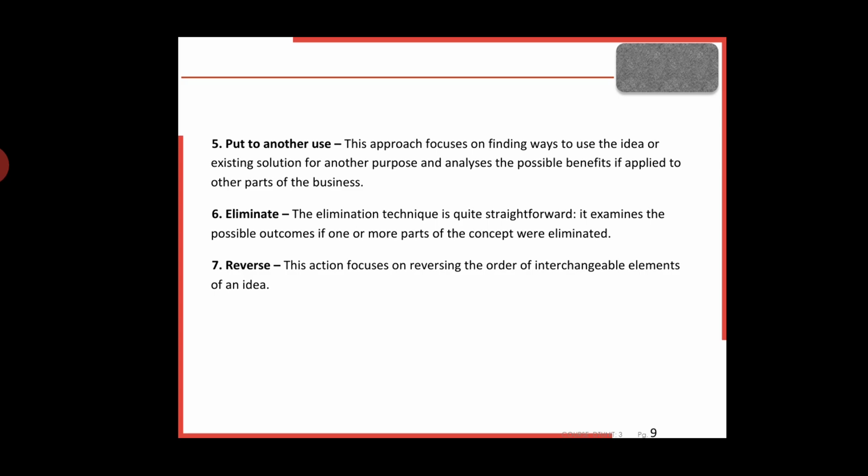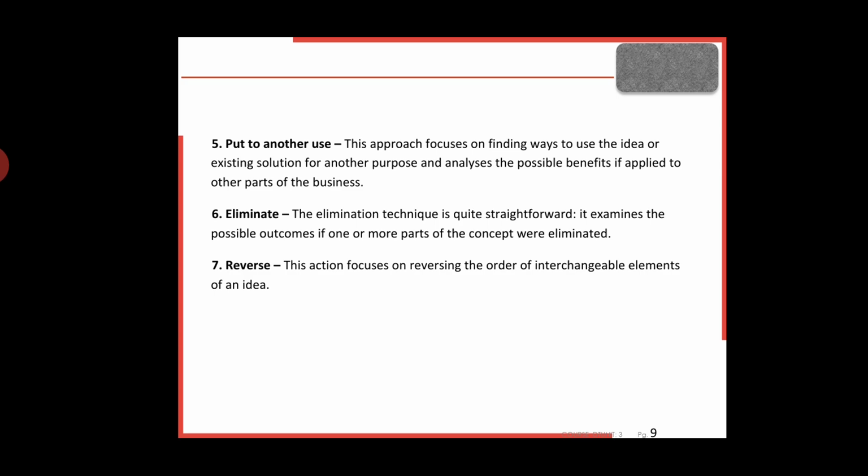And then eliminate. Eliminate is one type of technique, and it is quite straightforward. What does it examine? The possible future outcomes if one or more parts of the concept were eliminated. Listen carefully to what I mean to say: the elimination technique is a straightforward technique that examines the possible outcomes if one or more parts of the concept were eliminated.